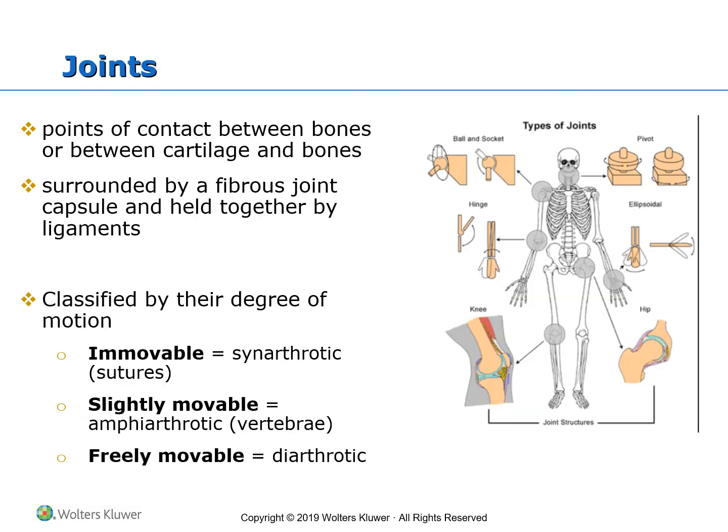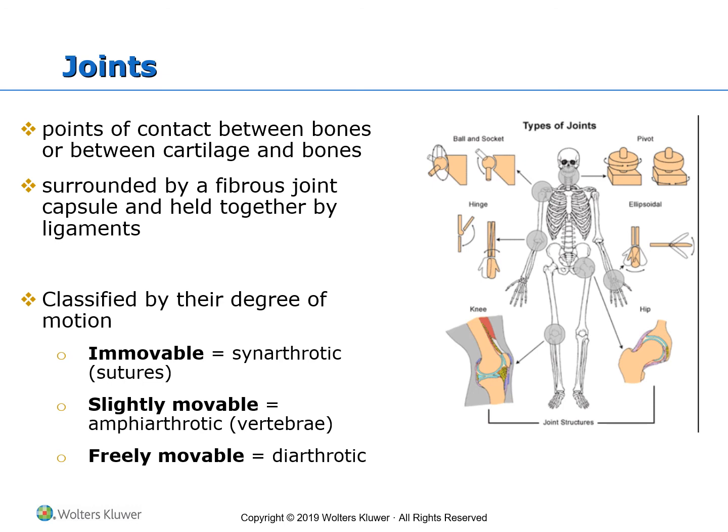Joints, or articulations, are representing the areas of junction or union between two or more bones. And usually we classify them by the degree of motion. We have the immovable joints, which are the synarthrosis. They are fibrous type of joints, and typical for that would be the sutures in the skull bones.